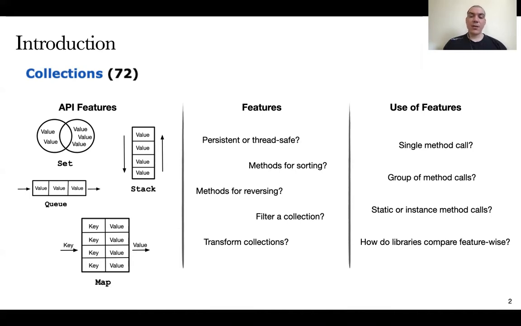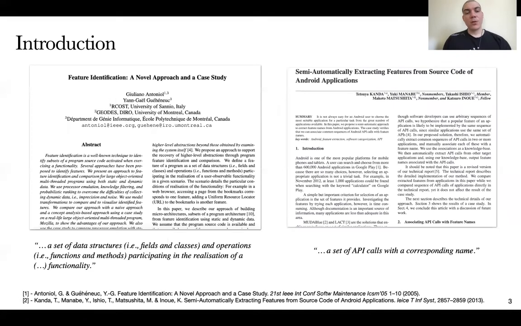And previous work has been done in this direction. For example, the works of Antoniol and Wehenuk, where they propose that a feature is a set of data structures like fields and classes and operations such as functions and methods participating in the realization of a functionality. Also, Kanda and colleagues propose that a feature is nothing more than a set of API calls with a corresponding name. In this paper, we also subscribe to this definition, and for us, a feature is nothing more than a set of API calls or a single API call subscribed to a name.